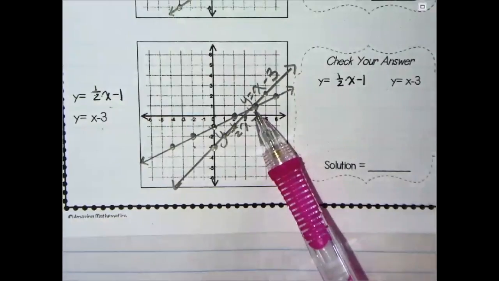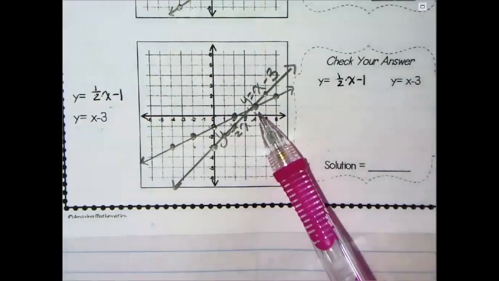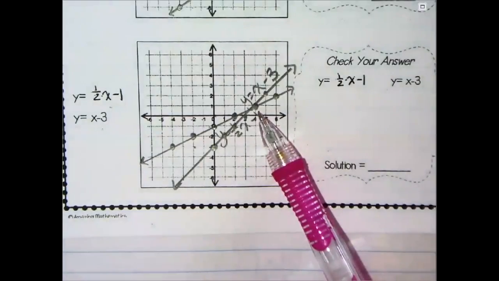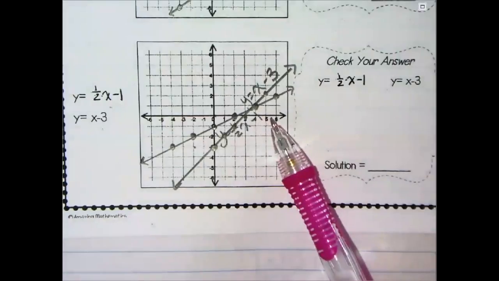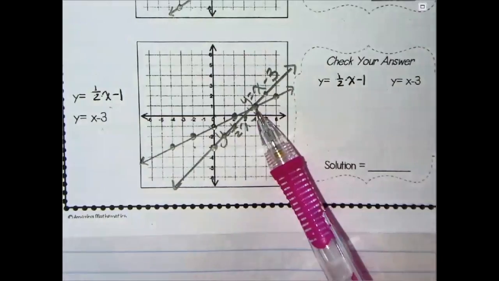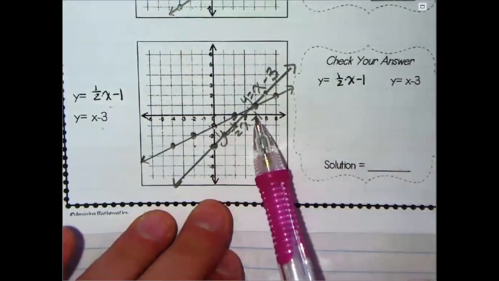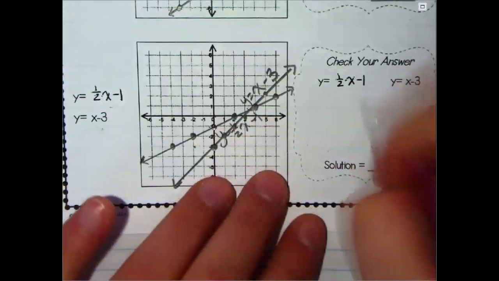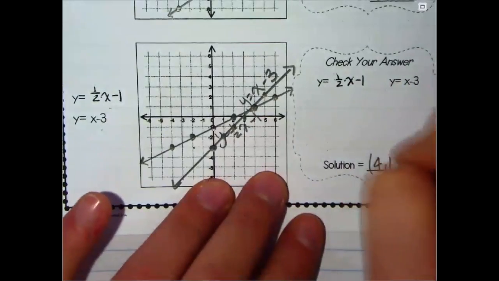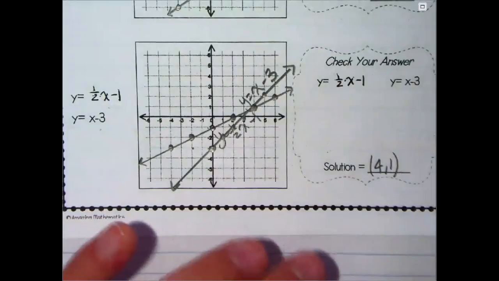We have a solution, right? They intersect somewhere. Where do they intersect? At what point do those two lines cross? Kayla? I'm not going to agree with that. Clay? You have it on your paper too. 4, 1, right? Go over 4 and up 1. Ordered pairs are always written X, Y.